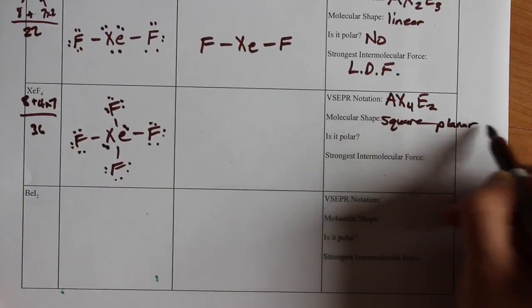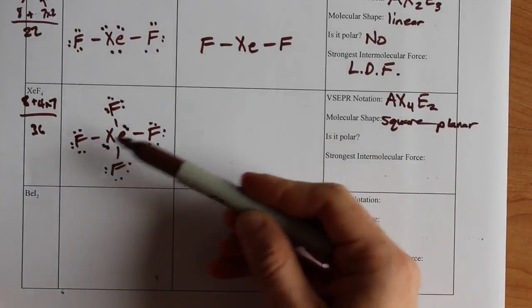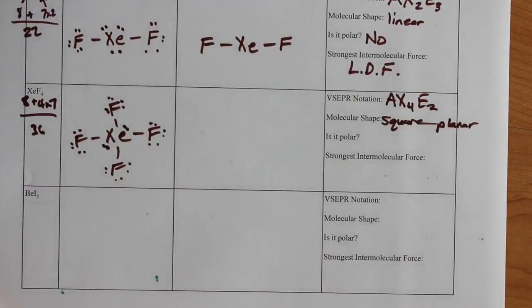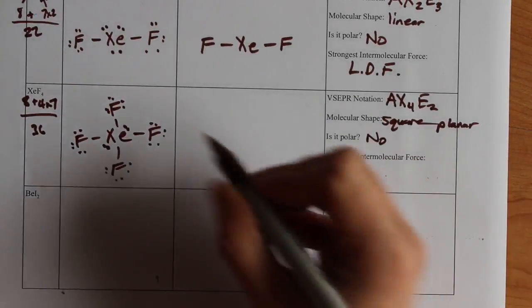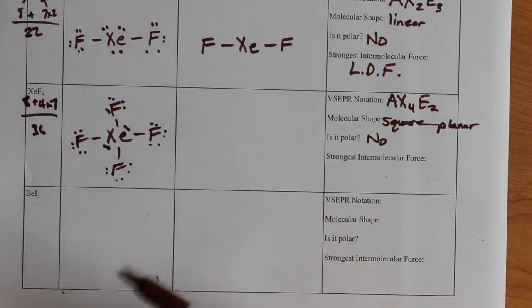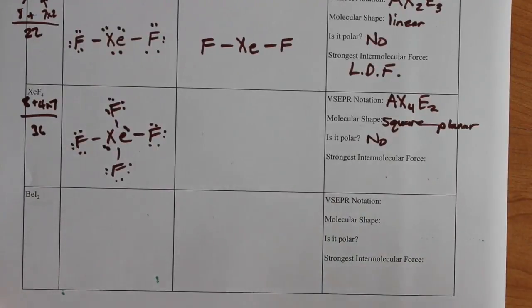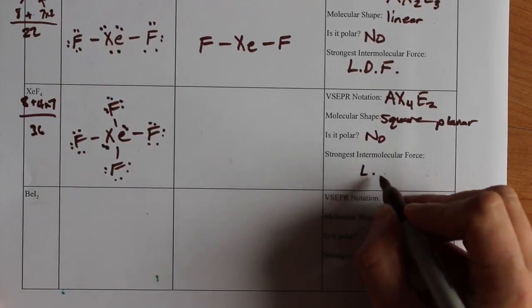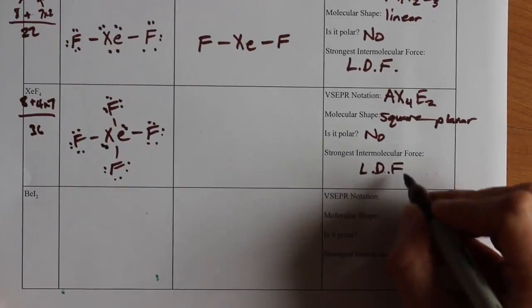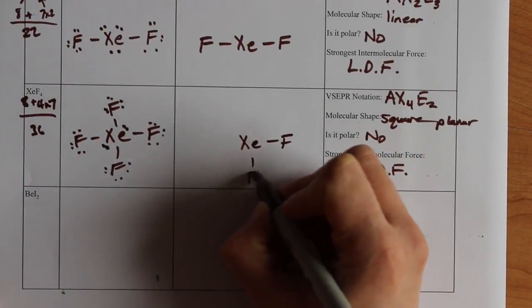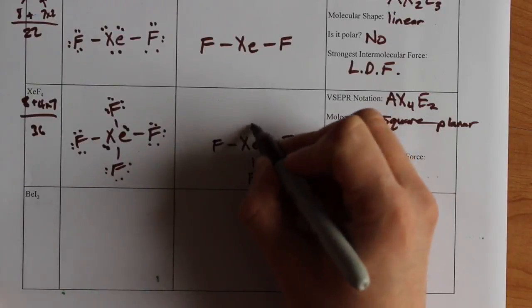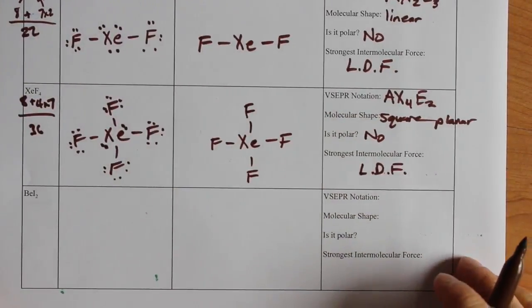By definition, AX4E2 is square planar. We've already seen it before, but it's octahedral without the top and bottom atoms. Is it polar? No, because it is perfectly symmetrical. These 2 fluorines cancel out and these 2 fluorines cancel out. And so the strongest intermolecular force here is also LDFs. Because it is planar, it sits flat against the page and there's no 3D structure here either.